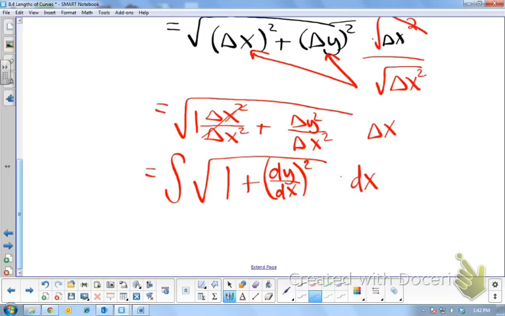So this is our formula for length of a curve. Length is the integral from a to b of the square root of 1 plus the derivative squared. So you could write y prime if you prefer, times dx. So let's write a note card for this as well really quick. We have all our other note cards for volumes.